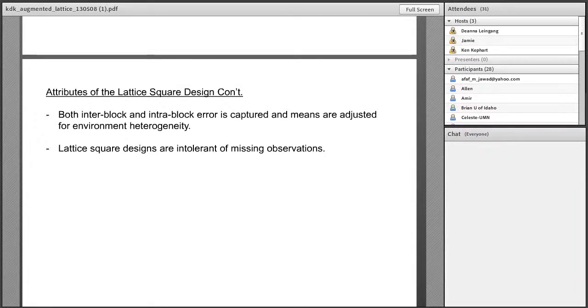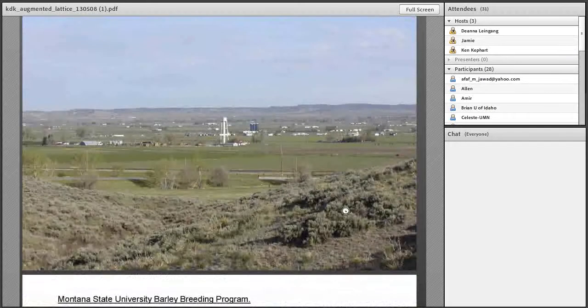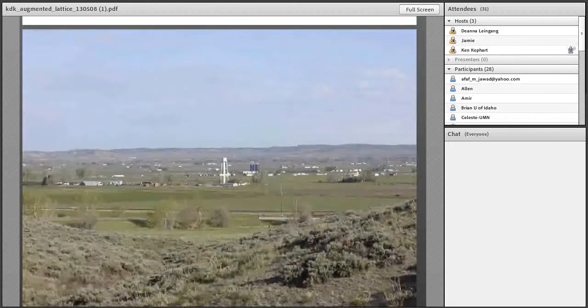And the augmented lattice square design, being an extension of this, does exactly the same thing. One of the downsides to lattice square designs, and this is based more on my own experience than seeing this written in text, is that I have found that lattice square designs are intolerant of missing observations. Some of this makes sense in that each incomplete block, because it's incomplete, is already missing, in theory, some observations, even though they exist in other incomplete blocks within the study.